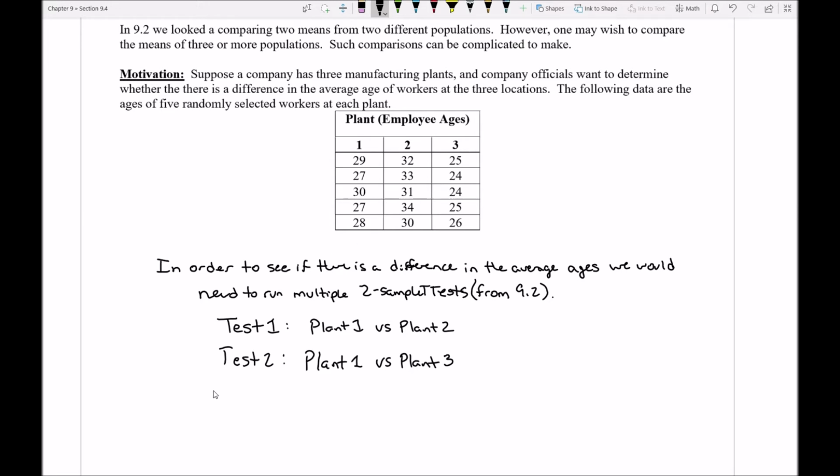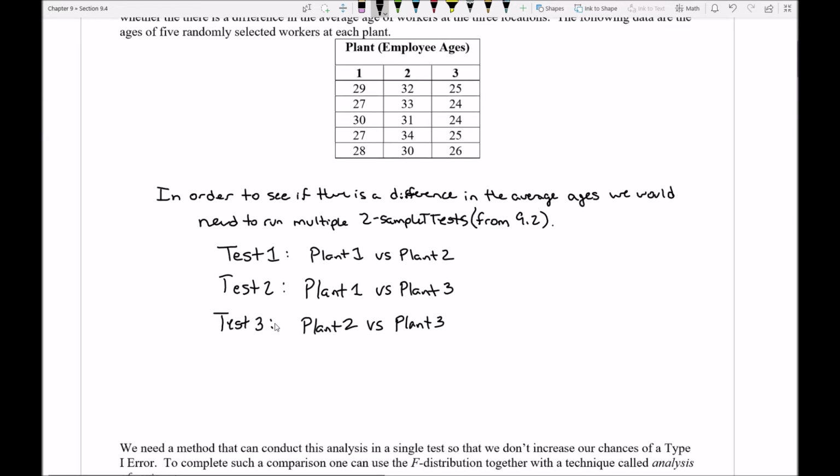But actually here I'm not done. I would have to do another test. I would have to do a third test, which would test if plant number 2 and plant number 3 actually had the same average. And this is a lot of testing. Can you imagine how annoyed you would be if you actually had to answer this question? Conduct 3 separate hypothesis tests? That would be a nightmare.